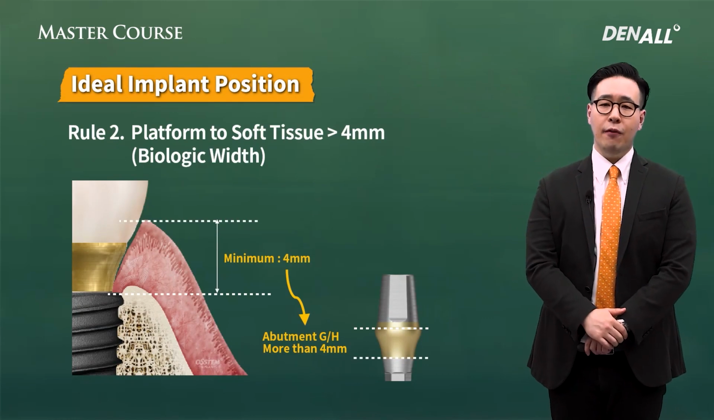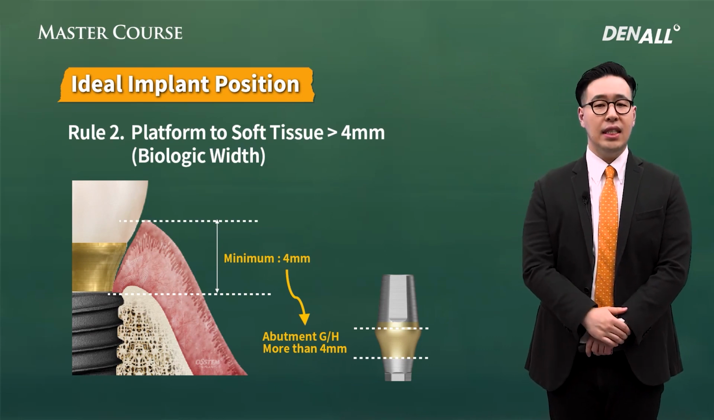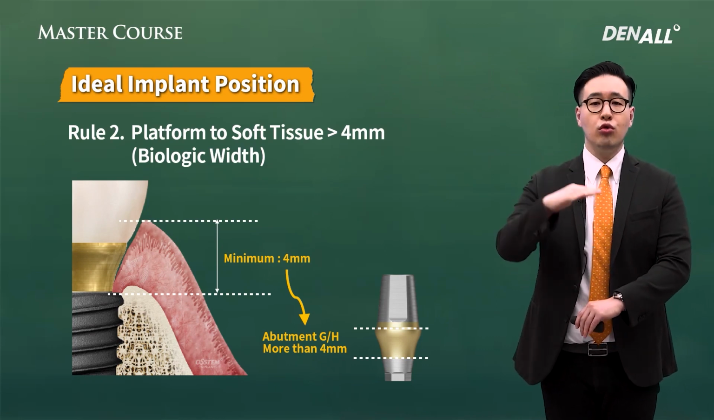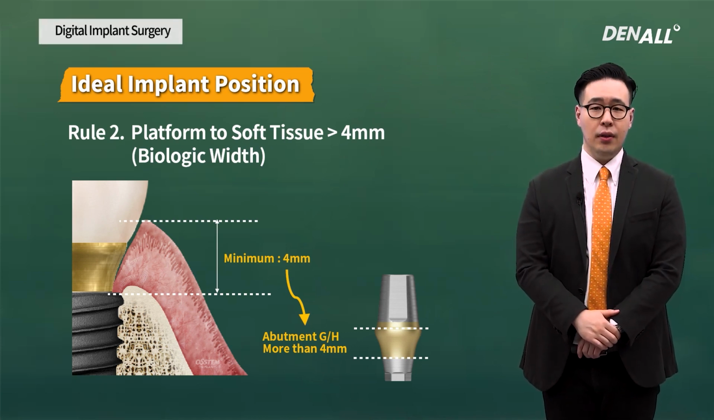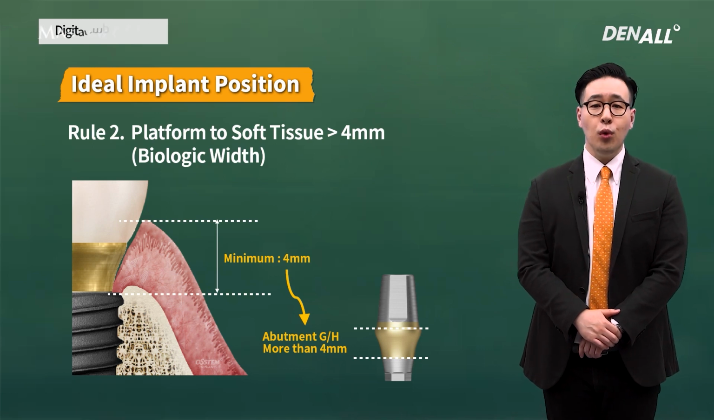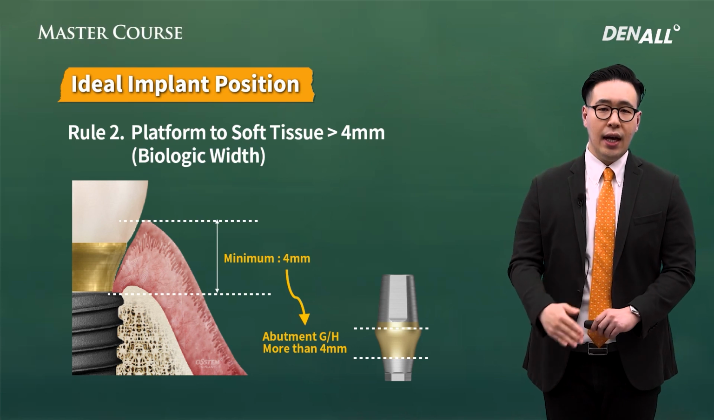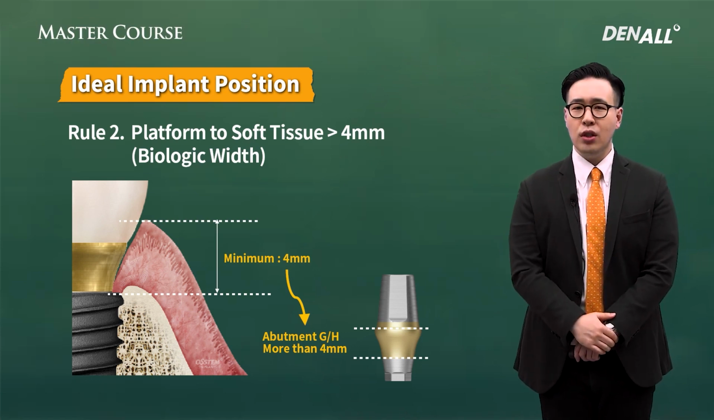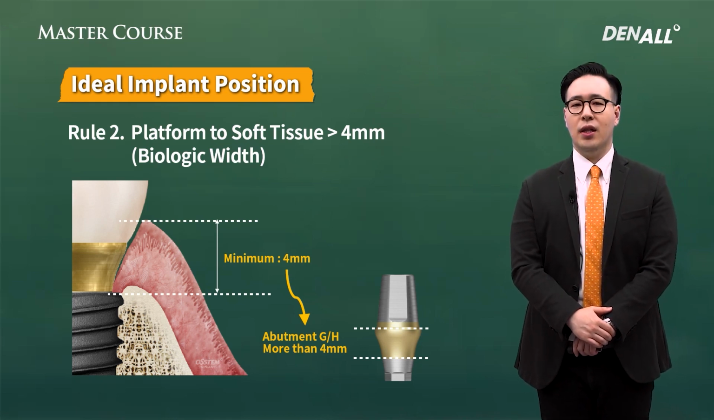Second, from the implant platform to soft tissue surface, it should be at least 4 millimeters. That means the total tissue thickness should be 4 millimeters or more. More intuitively, if the soft tissue on the edentulous ridge is 2 millimeters, in that case, it should be placed at least 2 millimeters below the bone surface. Therefore, the biologic width of 4 millimeters should be secured to increase the clinical predictability.